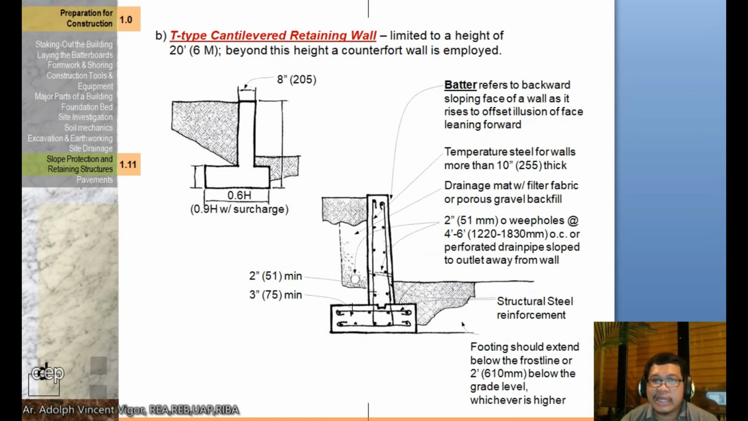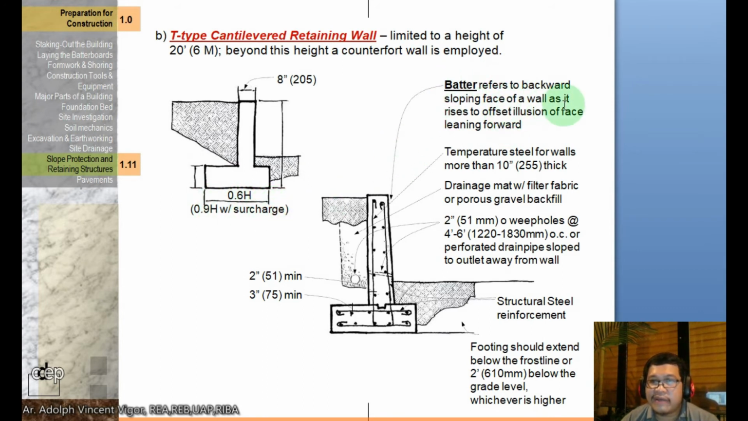Then we have the T-type cantilevered retaining wall, which is limited to a height of around 20 feet or 6 meters. Beyond this height, a counterfort is employed. Okay. It's a T-type cantilevered retaining wall. It looks like a T. So take note of what's written here, class.